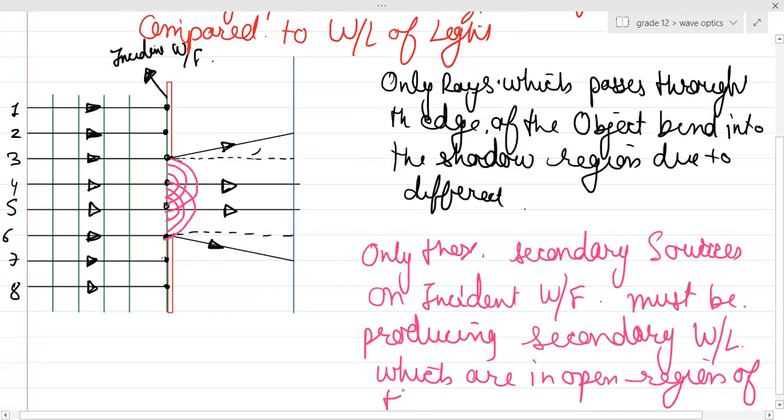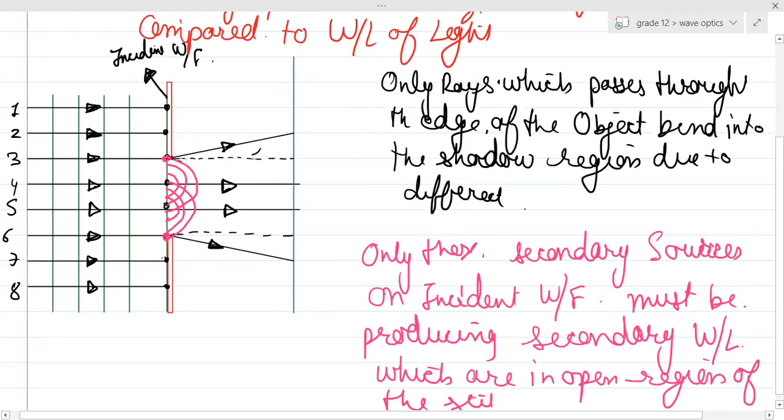Is this clear guys? इतना समझ में आया? Yes or no? Guys, do you understand this particular thing? This much? Now what will happen to these wavelets, these secondary wavelets from these sources? Can you see those which were in the open region were basically producing complete wavefronts like this, complete wavelets like this.